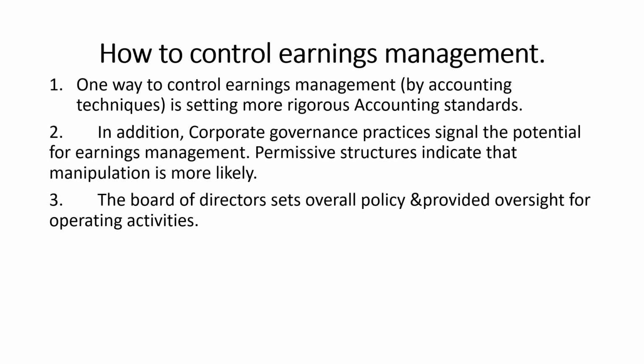Okay, so how do we control earnings management? Earnings management can be controlled in three ways. The first one is to control earnings management through accounting techniques. So by using accounting techniques, I can control earnings management. Also, corporate governance practices can reduce or control earnings management by using their structures to detect manipulation if it happens. The third one is the board of directors. The board of directors can set overall policy to control earnings management.